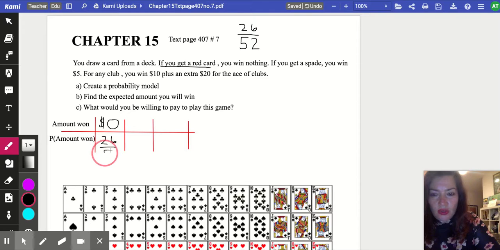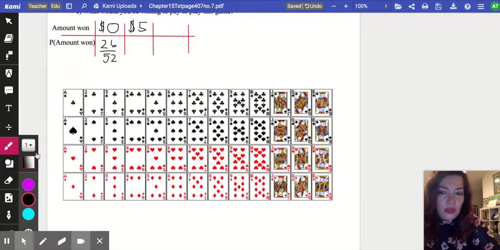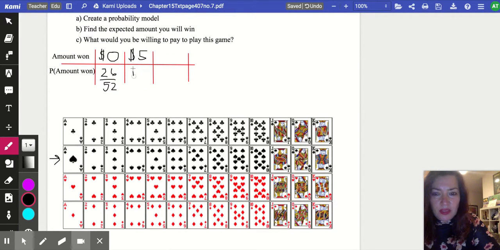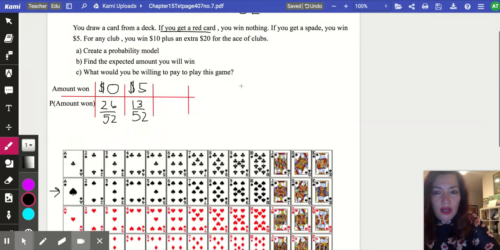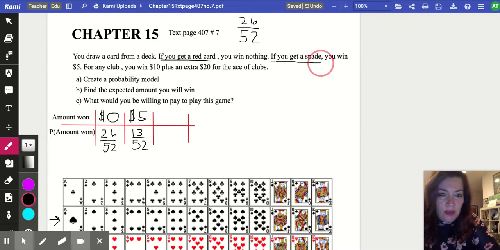All right, the next situation is if you get a spade, you win $5. So what is the probability of picking a spade? Well, if you look at the deck of cards, you can see that there's 13 of each suit. So the second row right here is spades. So there are 13 spades. So the probability of picking a spade is 13 out of 52. Now remember, all possible outcomes must add up to 1. So I'm going to keep the denominator as 52. I'm not going to reduce my fractions just to see that everything adds up to 1. So we got, if you get a spade, you win $5.